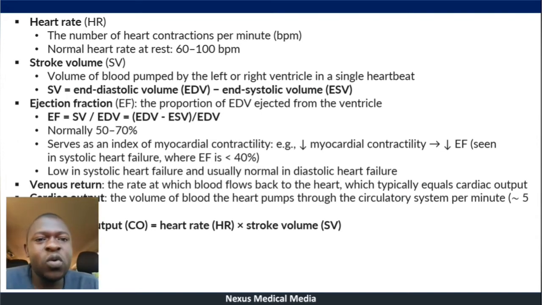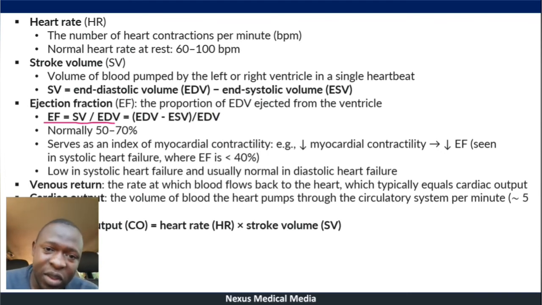Right, so next will be ejection fraction. What is ejection fraction? This is the proportion of the end diastolic volume ejected from the ventricle. And the formula for ejection fraction is stroke volume divided by end diastolic volume. So again, stroke volume, you can put it here, because this is the stroke volume: end diastolic volume minus end systolic volume, divided by end diastolic volume.